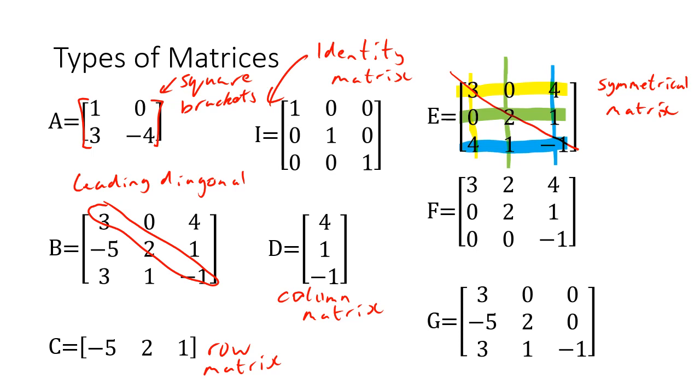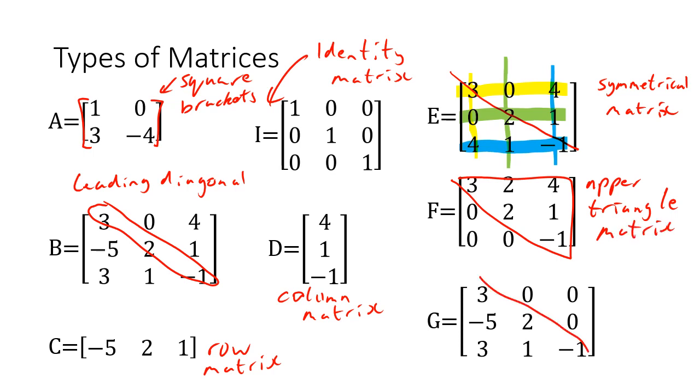Okay. Let's have a look at some more interesting ones. This one, because that makes a triangle, and it's in the upper part, is called an upper triangle matrix. And there are no special prizes for guessing what the next one is: you've got the lower triangle, so it's a lower triangle matrix. And that's just some more naming things.